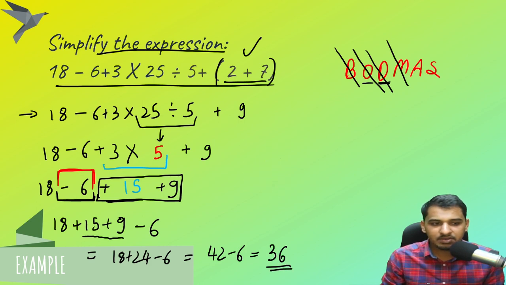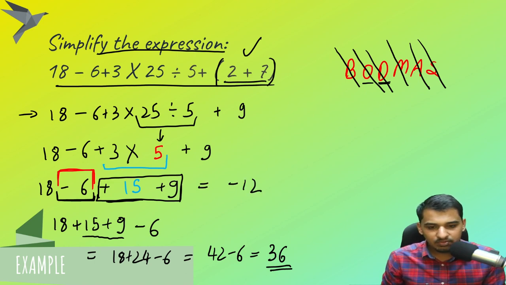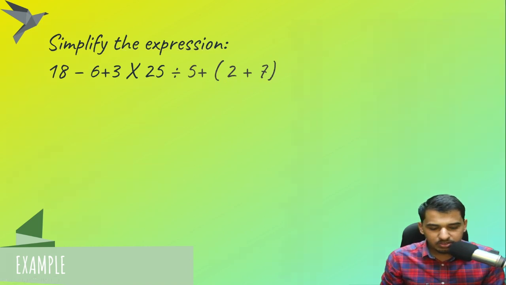Okay. And now we are done with addition and subtraction also. And hence our operations are complete. This is how you will have to perform BODMAS. By writing BODMAS and doing all the operations one by one. Alright. The answer is 36. Please do not write this as minus 12. Please take care of this. Many students make this mistake and do it as minus 12. Please avoid doing that. Alright. I hope this is clear.